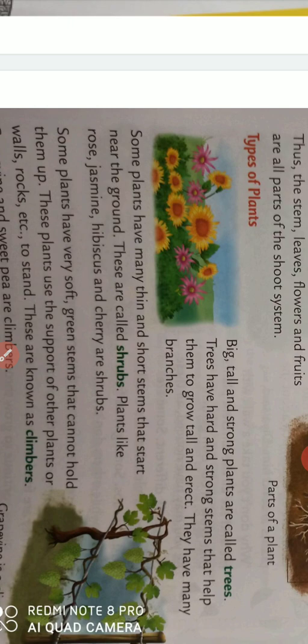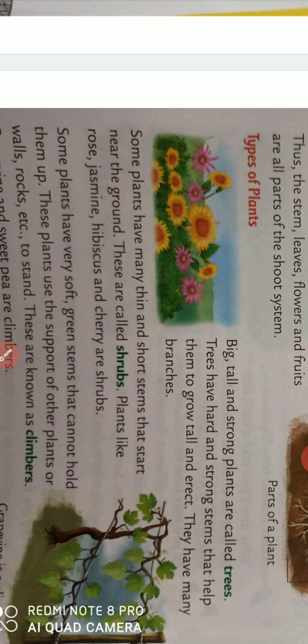Okay. So, since we have already studied about the root system and the shoot system, I hope you remember what the root system and the shoot system are. We've already studied about the different parts of the plants, right? So, root system means roots, and the shoot system means the rest of the plant, that is your stem, your leaves, your flowers, your fruits and buds, etc. Okay, now let's move to types of plants.